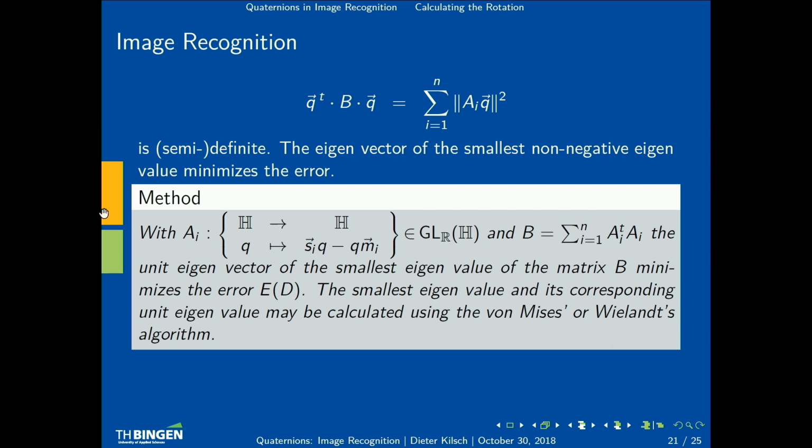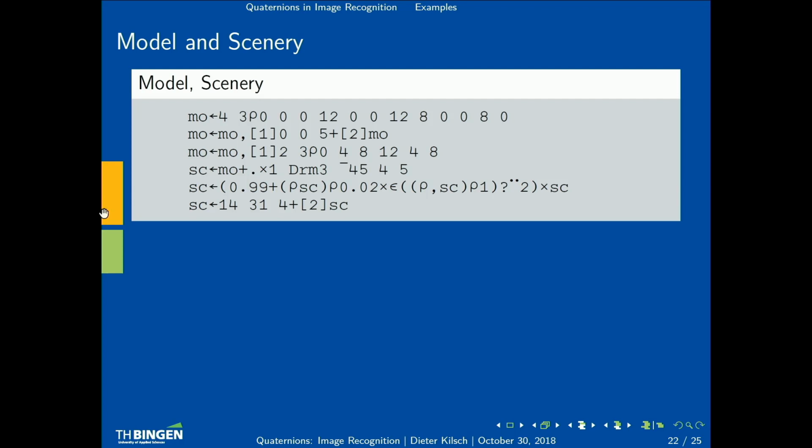Okay, so how to calculate the eigenvalues and eigenvectors of a matrix? There is the method of Mises and of Wielandt. Mises calculates the biggest one, the biggest eigenvalue. Wielandt takes the inverse of the matrix, so the smallest gets the biggest, and he uses this to do it.